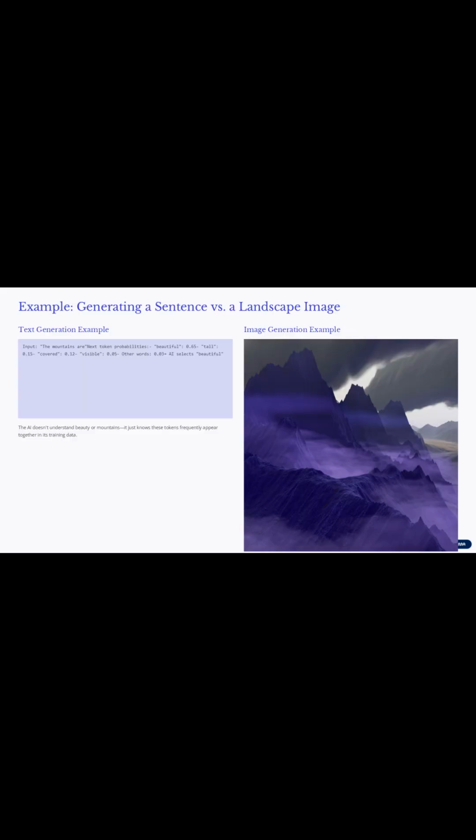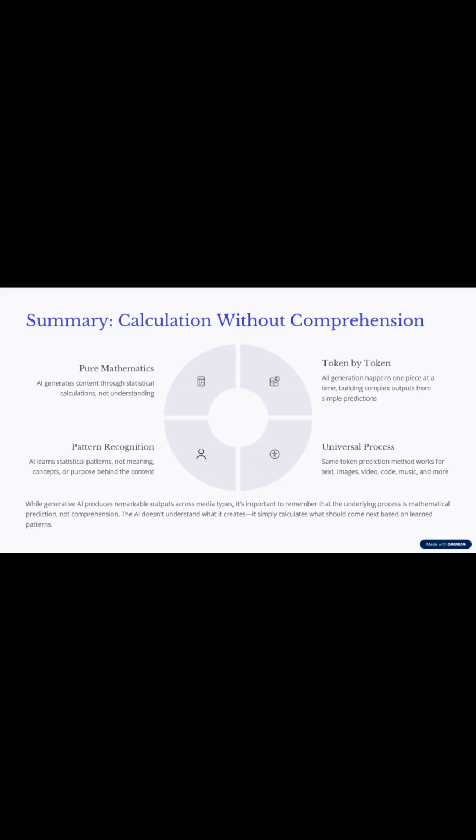Example: generating a sentence versus a landscape image. Text generation example. Input: the mountains are. Next token probabilities: beautiful, 0.65; tall, 0.15; covered, 0.12; visible, 0.05; other words, 0.03. AI selects beautiful. The AI doesn't understand beauty or mountains, it just knows these tokens frequently appear together in its training data. Image generation example. For landscape images, the AI predicts pixel patterns that commonly appear in mountain scenes, without any concept of what mountains actually are.